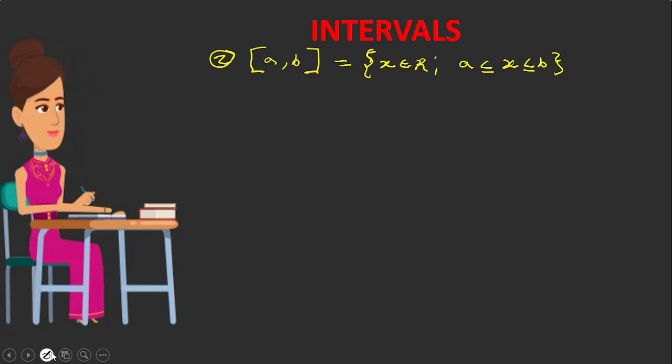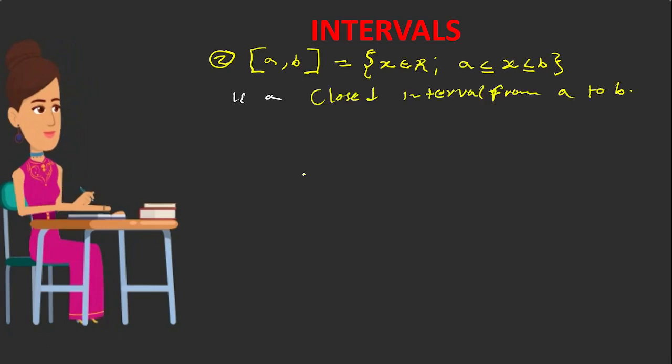So these are closed brackets from A to B. If you were to sketch this on a number line, this is how it will look. Remember we are talking about real numbers, so the line goes from negative infinity to positive infinity. On top there you put A, then again you put B.